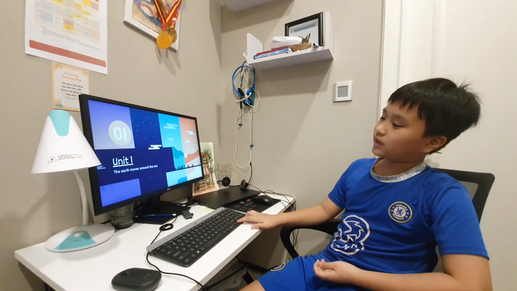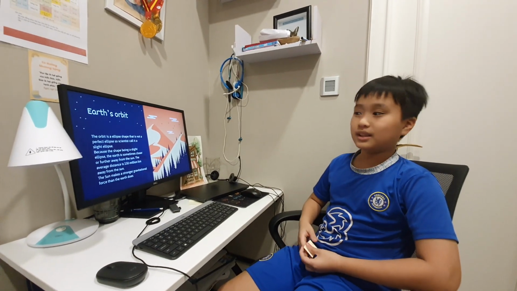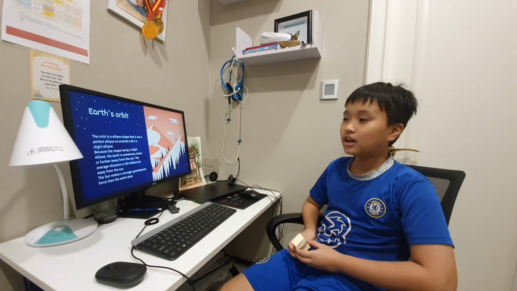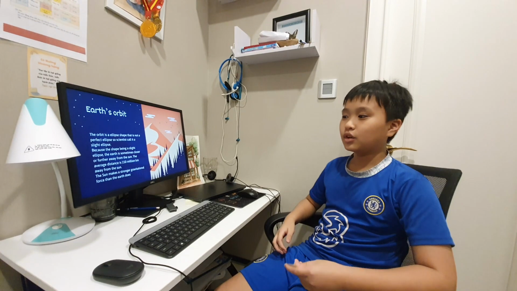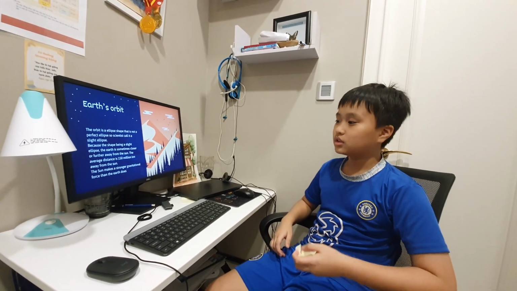The Earth moves around the Sun. This is the Earth's orbit. The orbit is an ellipse shape. That is not a perfect ellipse, so scientists call it a slight ellipse. Because of the shape being a slight ellipse, the Earth is sometimes further away or sometimes closer to the Sun.